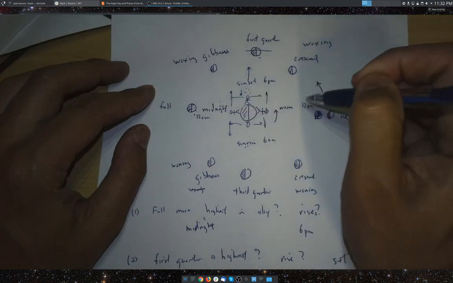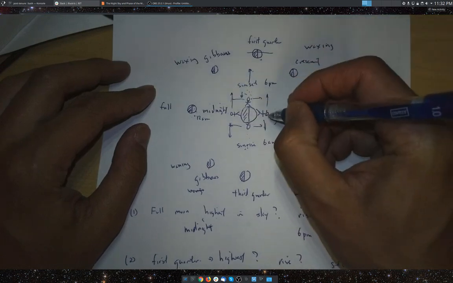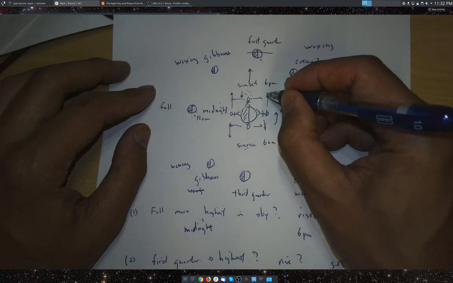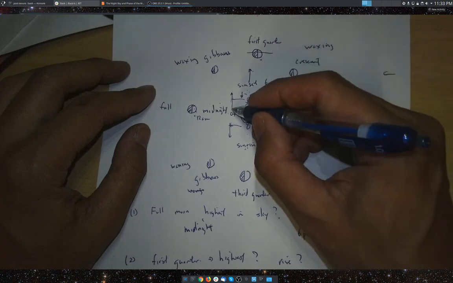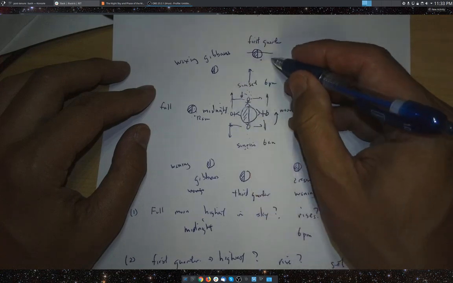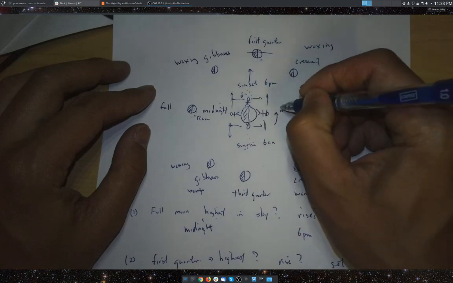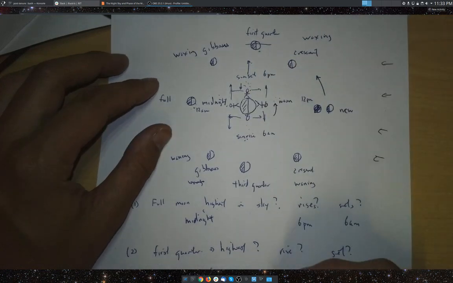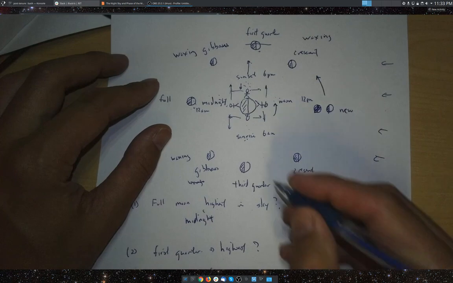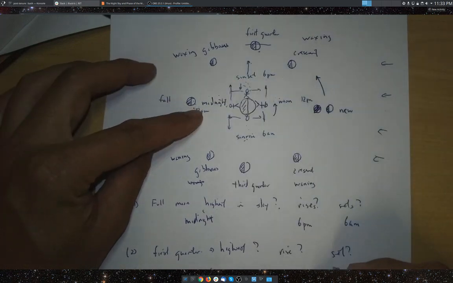But the difference is that I'm rotating this way. So this one is rotating toward it, and it's going to get higher and higher in the sky. This one rotates away from it, and it's going to get lower and lower in the sky. So this is rise, set. So it rises at 12 noon, and sets at 12 a.m.